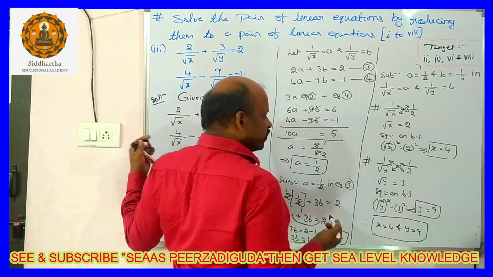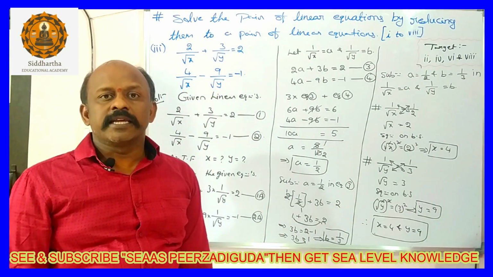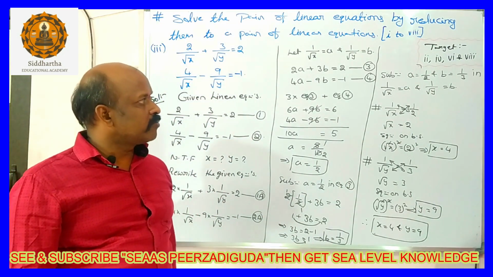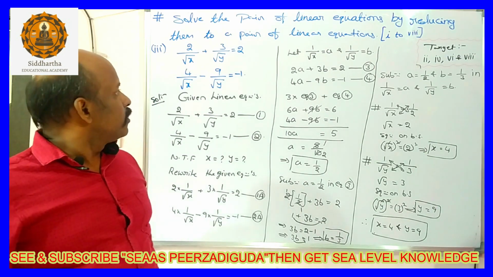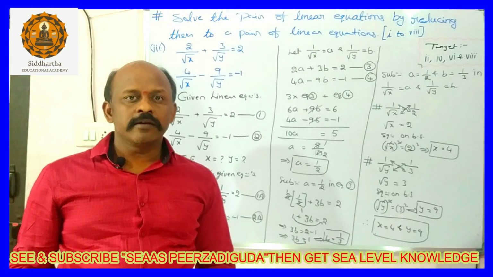So how did we get this one? By solving the given two linear equations. Now one more sum is there here. I am going to explain question number 5.